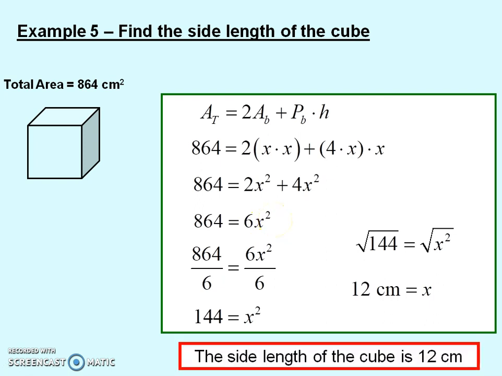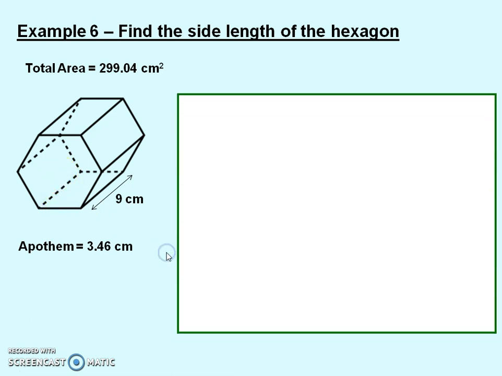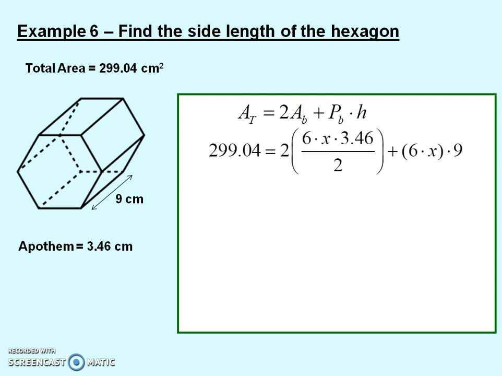And this is the final example that I want to show you because there's one like this on your assignment today. The side length of the hexagon, given the total area, we don't know the length. We do know the apothem. Apothem is this measurement here that goes from the center of one side to the center of the shape. So again, I'll start with the total surface area formula for a prism. I'll plug in everything that I know.